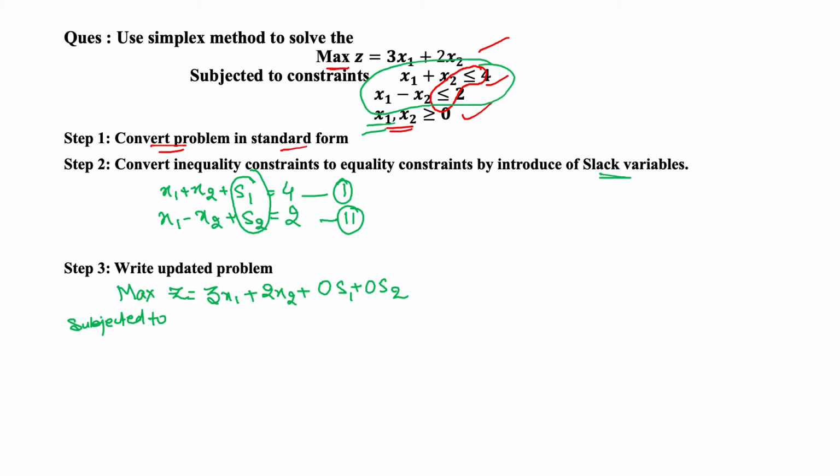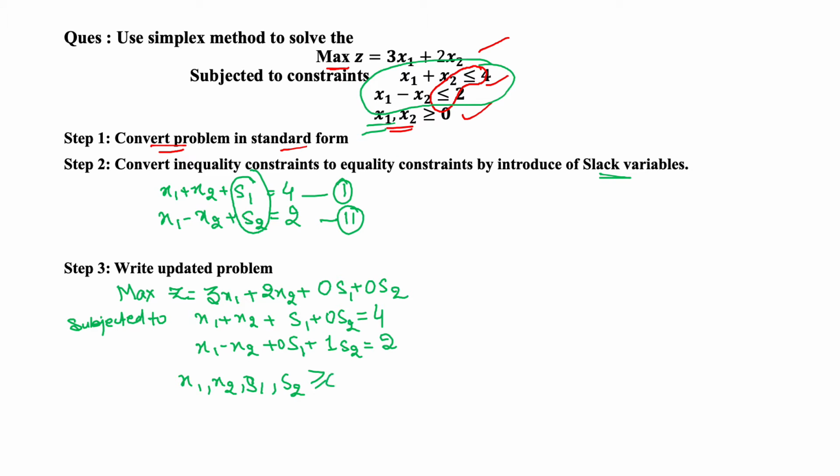x1 plus x2 plus s1 with coefficient 1, s2 with coefficient 0, which makes it equal to 4. Similarly for the second constraint equation, s1 with coefficient 0 and s2 with coefficient 1 is equal to 2. And now all the variables in my problem should be non-negative. So this is my updated problem.